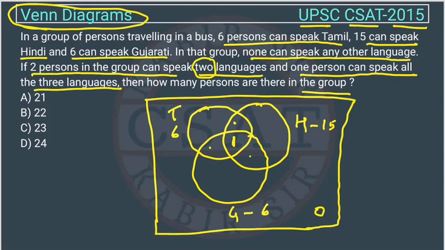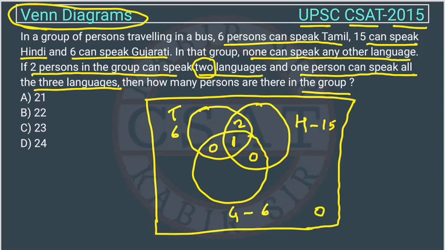So let's assume 2 here, right? And you can assume 1, 1, right? So you can assume as you wish, the answer will remain same, but I am assuming 2 here and if this is 2 then this will be 0 because they have given that there are only 2 people who can speak 2 language, right?